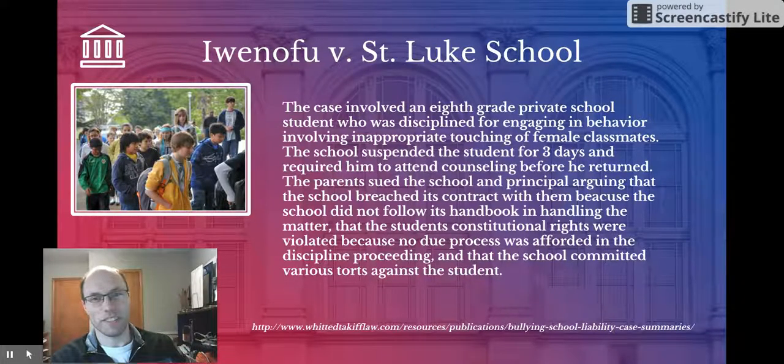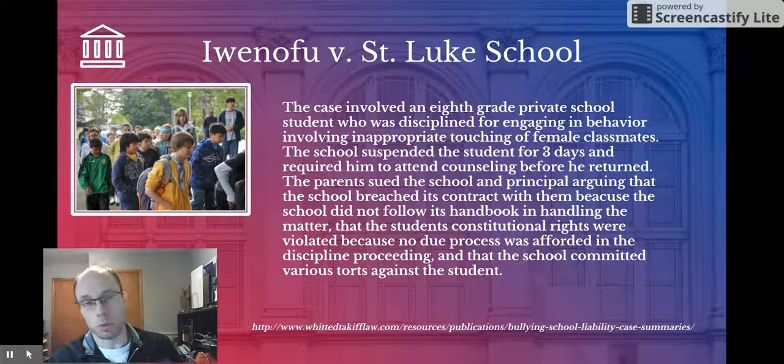But we have Ian Ofu versus the St. Luke's School. This case involved an eighth grade private school student who was disciplined for engaging in inappropriate touching of female classmates. It's an eighth grade student, so this is something that needs to be taken care of. The school suspended the student for 3 days and required him to attend counseling before he returned.